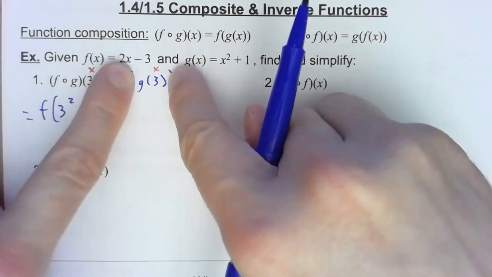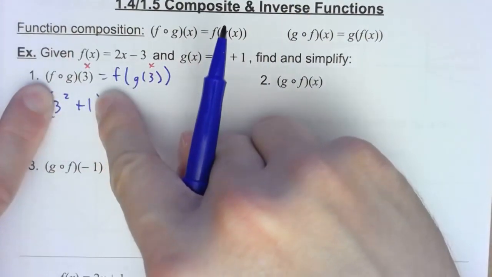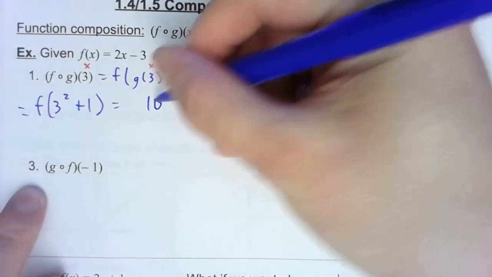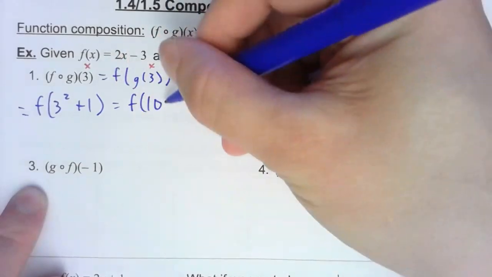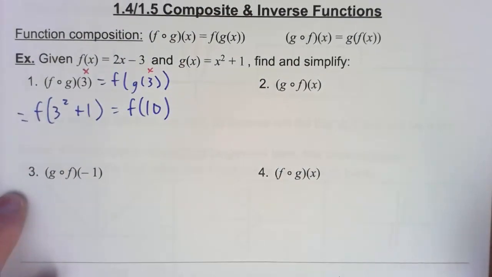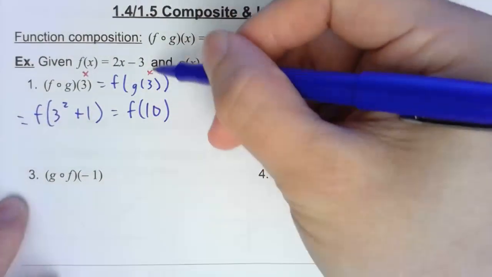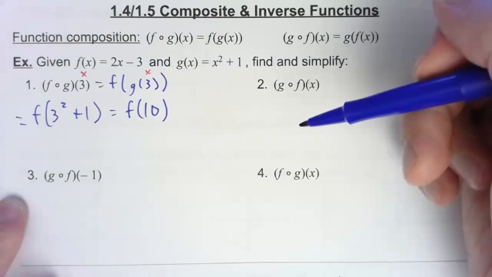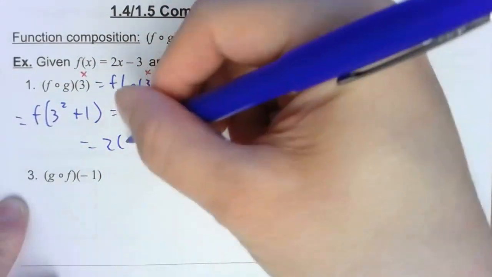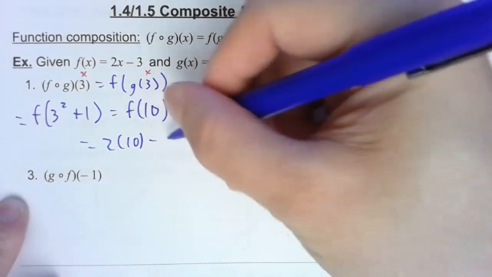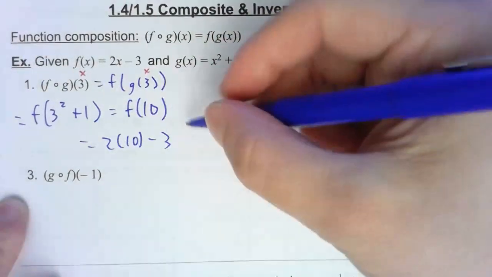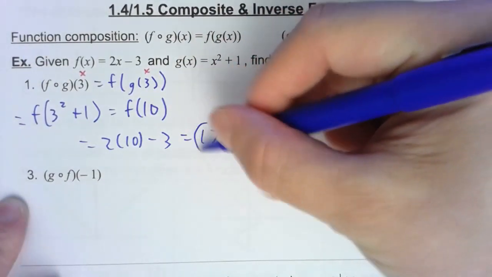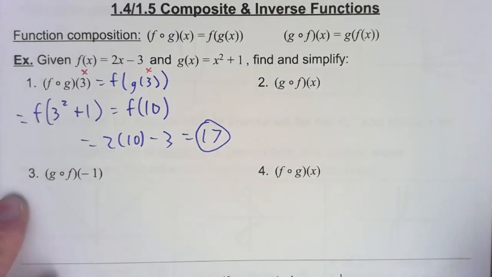So if it was just g of 3, if it was just 3 squared plus 1, we'd have 10. But then we still have to find f of that answer. So we're taking x and first plugging it into g, and then the answer we get is what we plug into f. Well, f of 10, of course, would be 2 times 10 minus 3. 20 minus 3, we get 17.